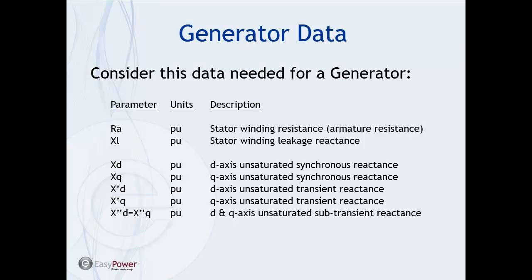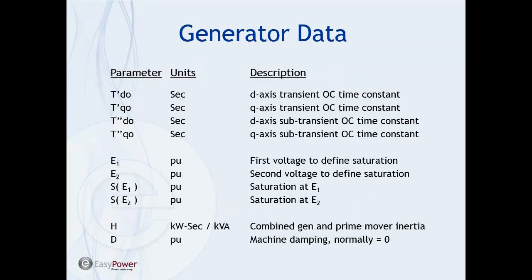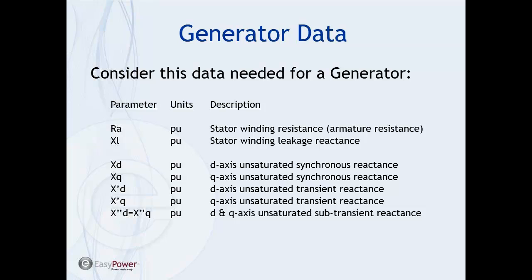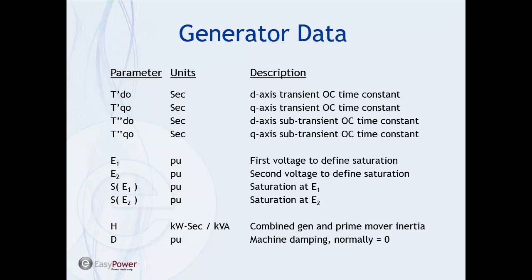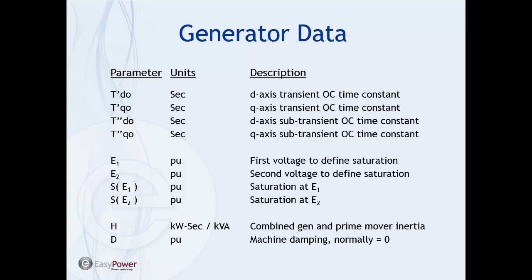This is only part of it. Here's the other half, okay? So we've got, I'm not going to read all these, stator winding resistance, leakage. We have all of the reactances that we've probably seen somewhere along the line. Then we have the time constants. And we have a D and a Q axis now.